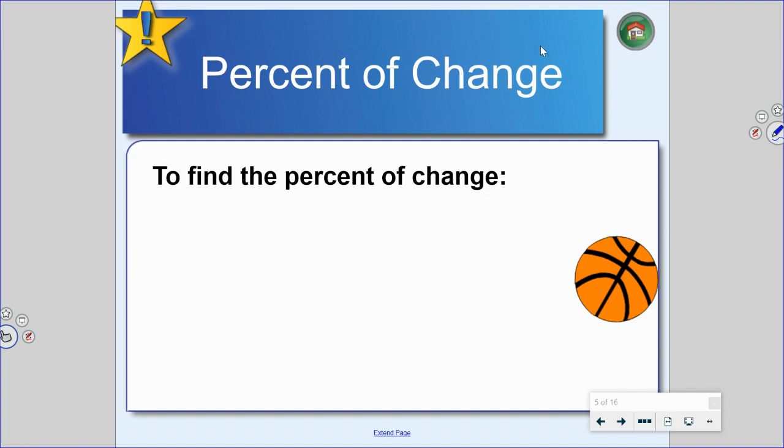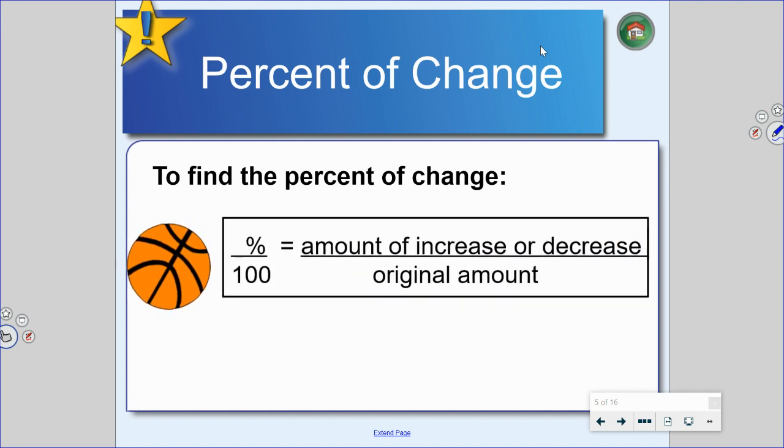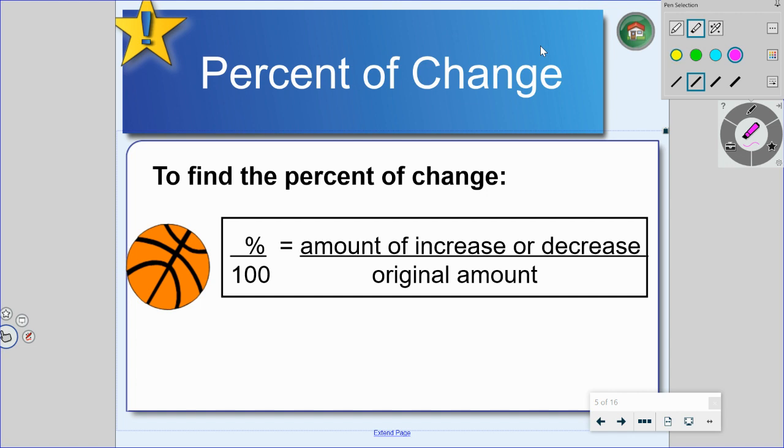All right, if there's one thing to learn, think about where we have been. We've been talking about relationships. Is there a relationship between two quantities? And if so, how can we describe it? Now, percent is a relationship where we have a number compared with 100. The new part for today is comparing the amount of increase or decrease to the original.